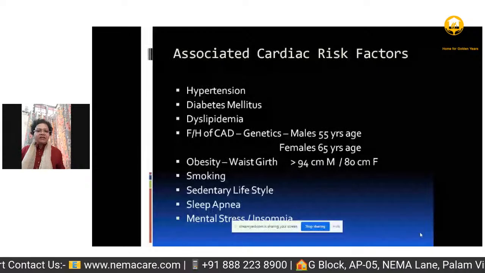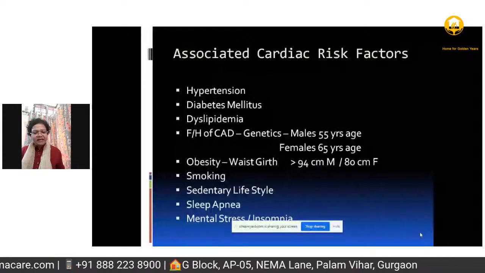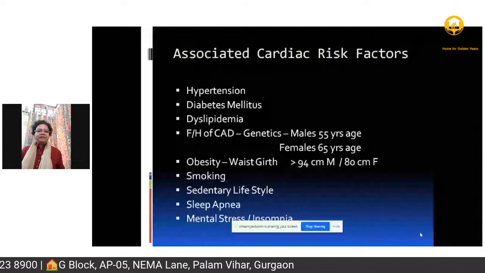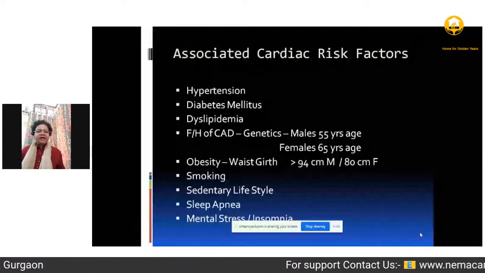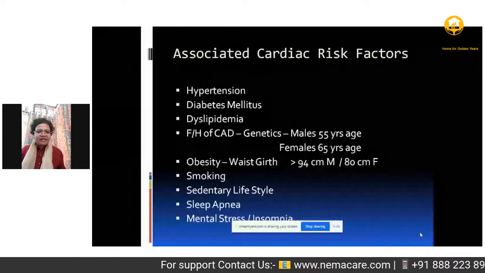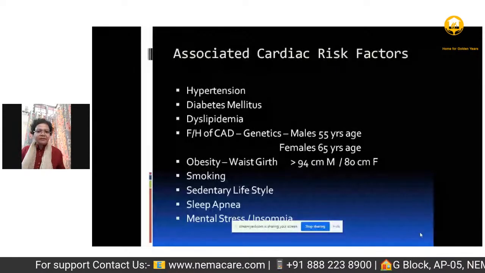So one should focus on making sure a person gets adequate sleep. Adequate sleep means a sumptuous sleep, and for adequate hours. At least 7 to 8 hours of sleep per day is very, very essential.